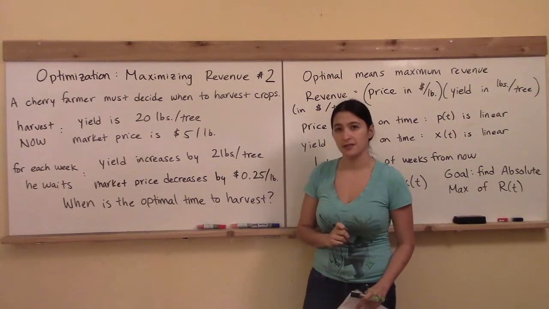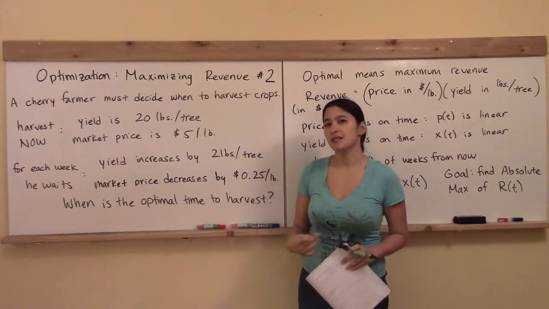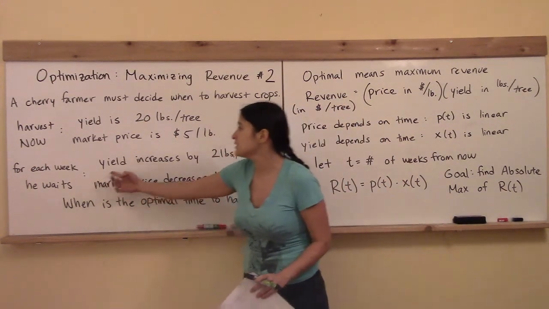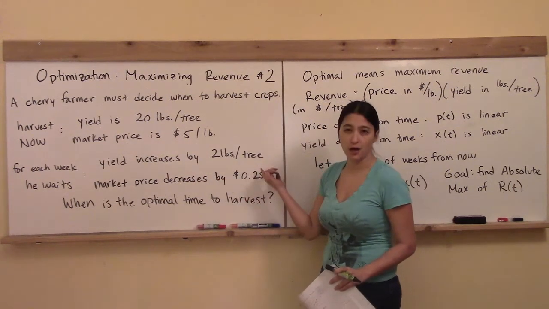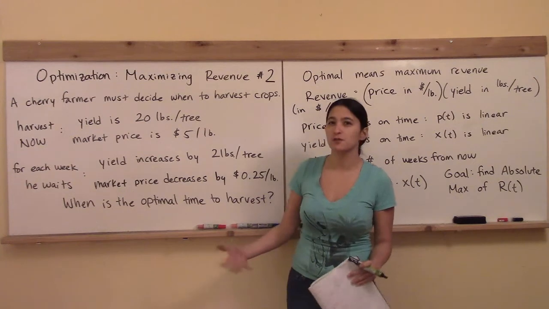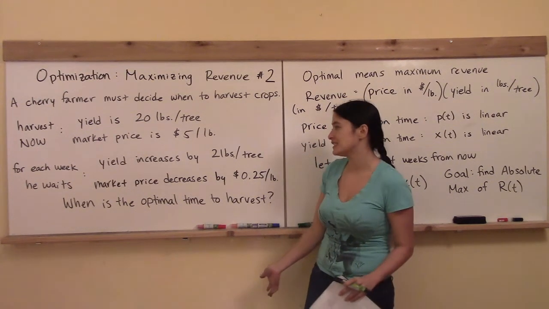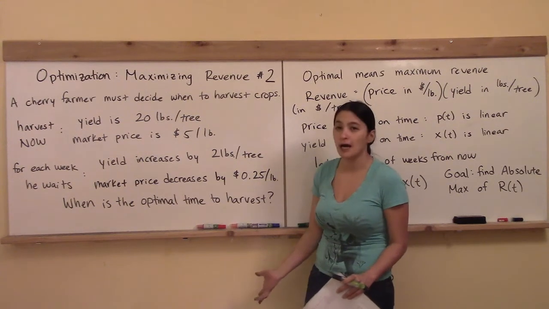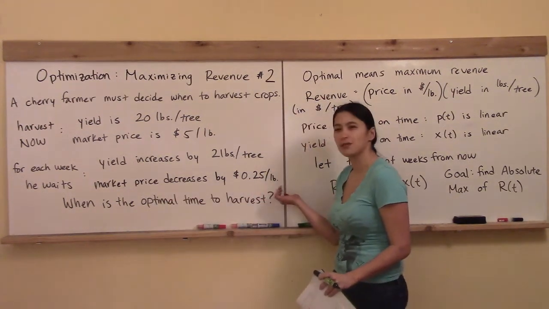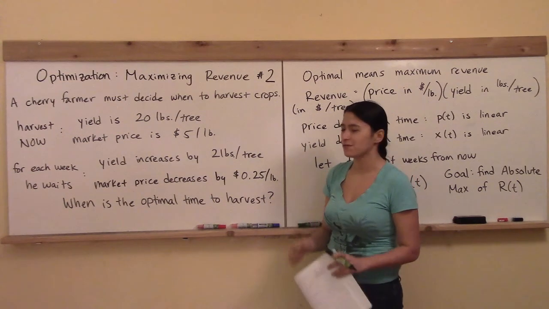Cherries are in demand. But as we get more and more into the season, the yield is going to go up. So for each week that he or she waits, the yield will increase by 2 pounds per tree. However, when everybody has all those more cherries going into the market, it makes sense that the market price is going to decrease. So at the same time, for each week that's waited, the market price is going to decrease by 25 cents a pound. So you're going to get more, but you're going to be able to sell it for less.